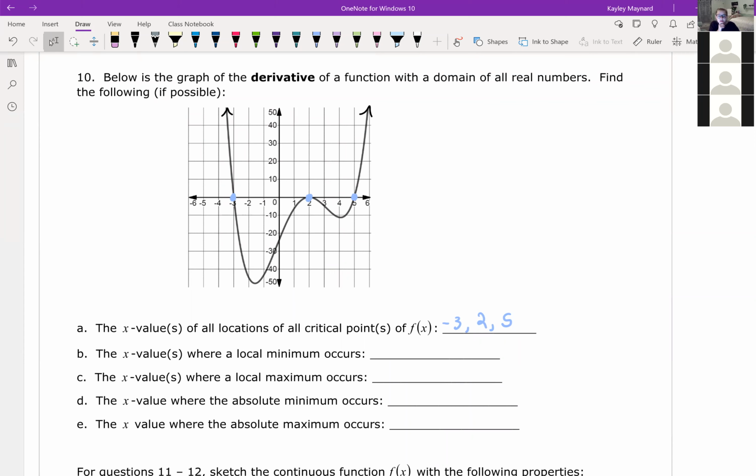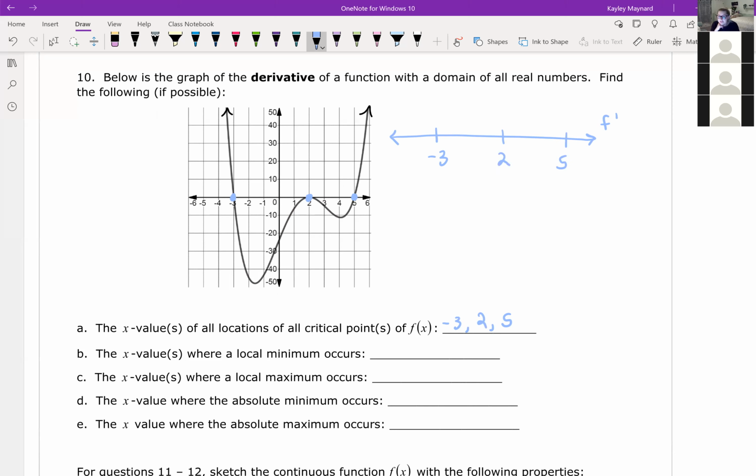Okay, B says to find the x values where a local minimum occurs. So here you are going to be using the first derivative test. I'm going to draw a little sign line and fill it in based on the function. This is f prime, and I'm just going to say this is f. And I know that my critical points are -3, 2, and 5.